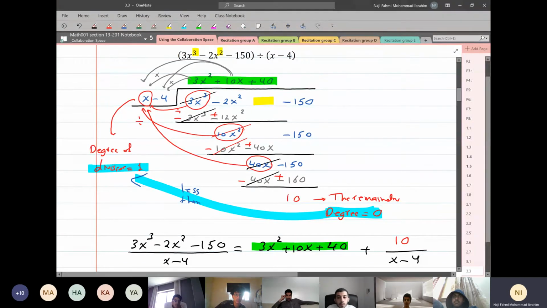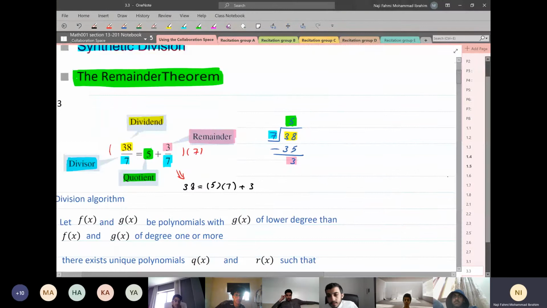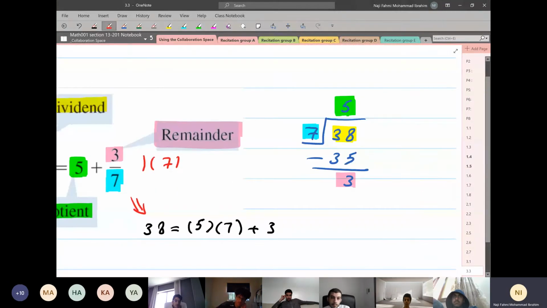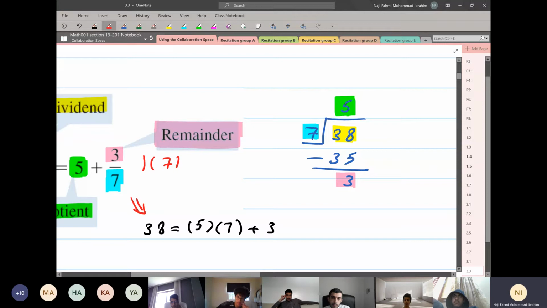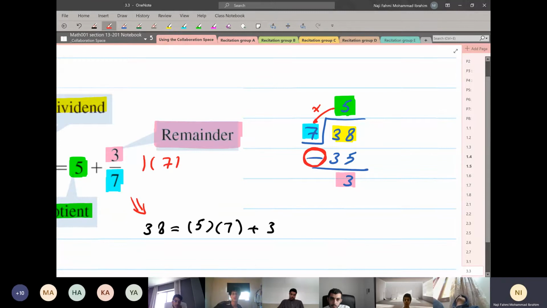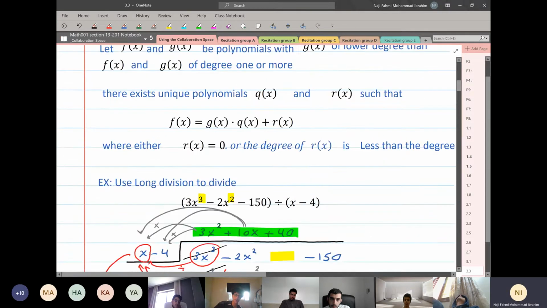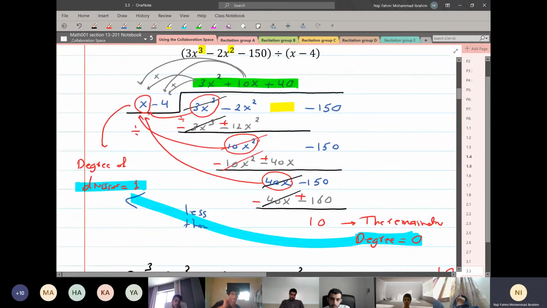Remember when we started the division of real numbers here? When I divided 38 by 7, the answer was 5. If I multiply 5 by 7, it's 35. What do I do here? Look at the red circle. I'm subtracting, and subtract means change the signs. So I'm just using the same method as we did with numbers. Okay. Any other questions?